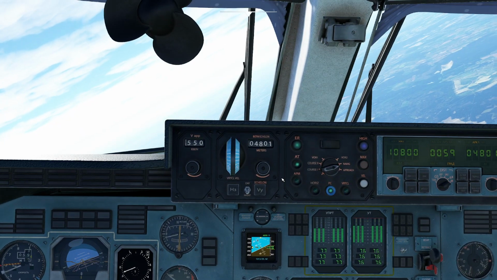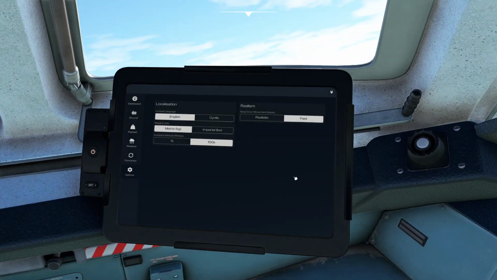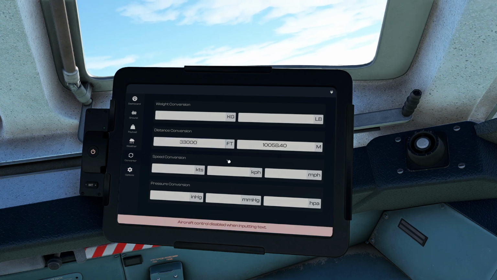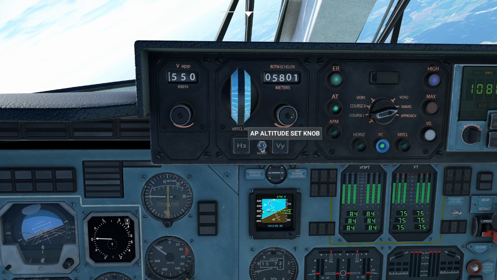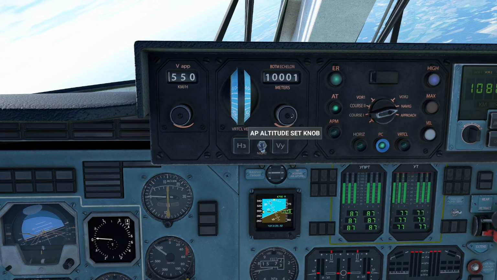So let's go ahead and get ourselves some altitude. Some folks might say, hey, how do I know what altitude I want to be at? Well, the good news is if we actually go over to the converter, we can do all the math for that. So in our case, let's say we want to do 33,000 feet. We can see that's going to be about 10,000 meters. So I'm just going to come over here, crank this up to 10,000 meters, just like that. That looks pretty good right there.